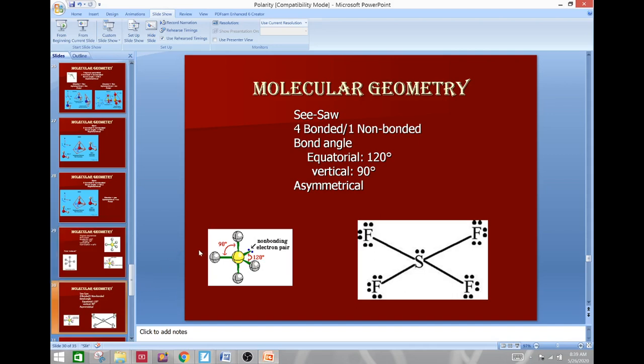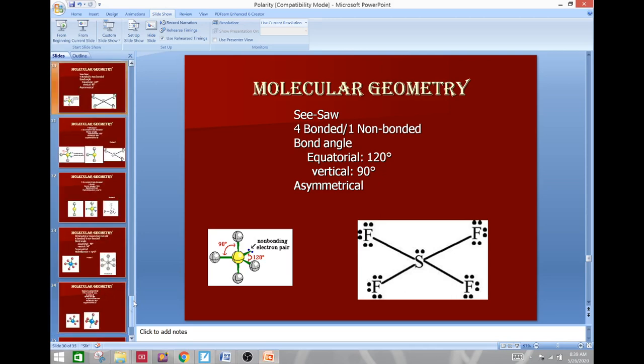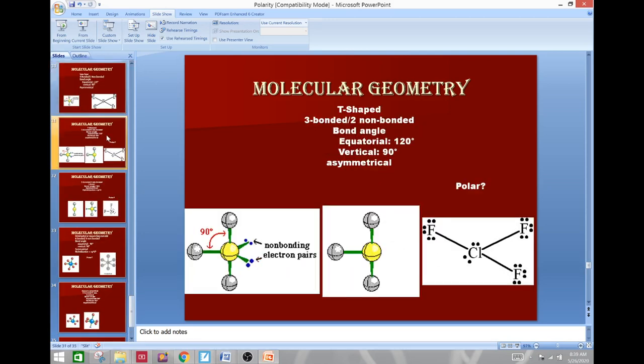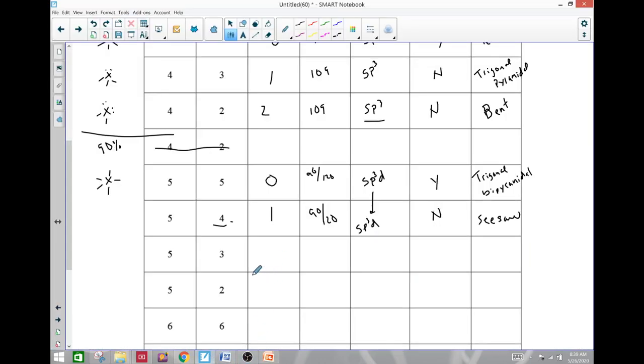Go to the next one here. Closer to the end here. All right, so there we go. We call this one T-shaped, and you can kind of see why they call it T-shaped. And of course, we have unbonded pairs, so we're asymmetrical. So two unbonded pairs, still the same 90, 100, we could say, or whatever you want to call it. SP3D, not symmetrical, and we call it seesaw, we call it T-shape.